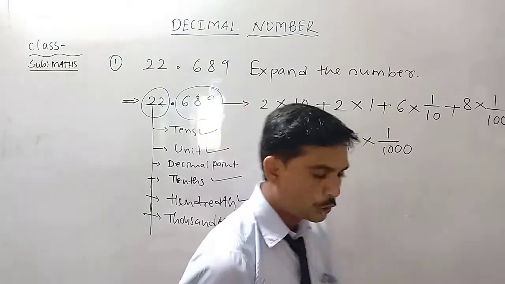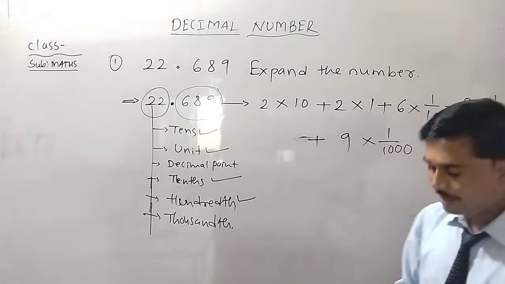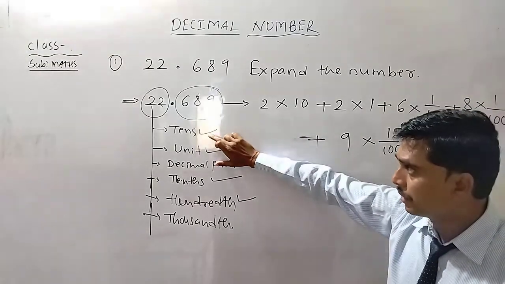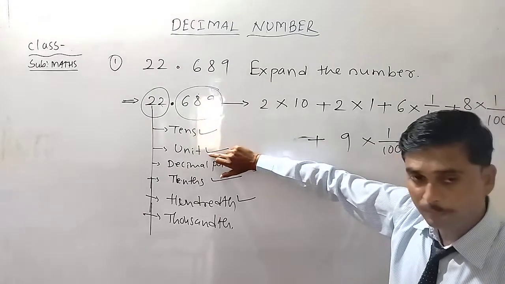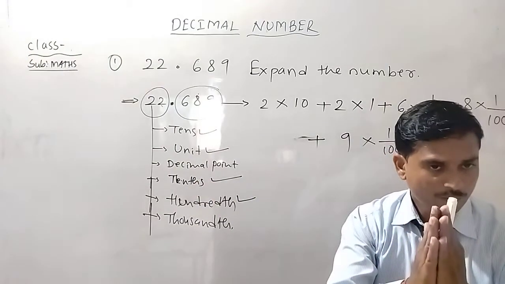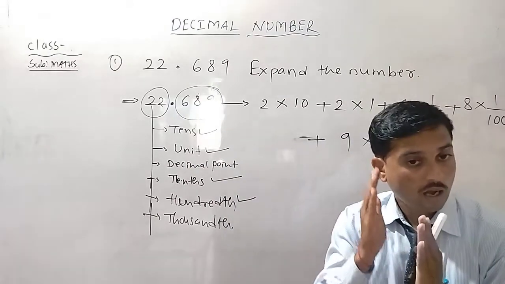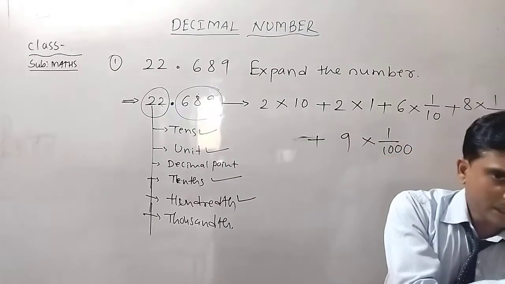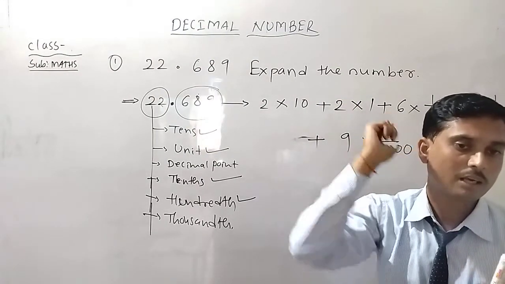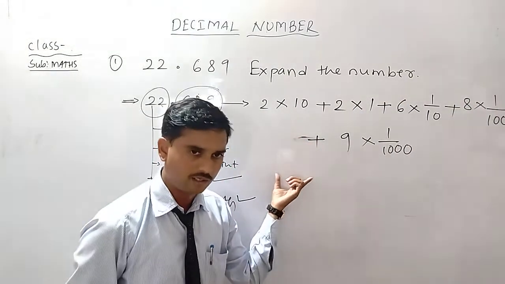Dear students, you should expand according to the place value table. Then you remember the decimal number place value table: always first tens place, unit place, and in the middle the decimal point is there. After the decimal point are parts of the whole numbers, and before the decimal point is what we call whole numbers. Whole numbers means complete numbers.